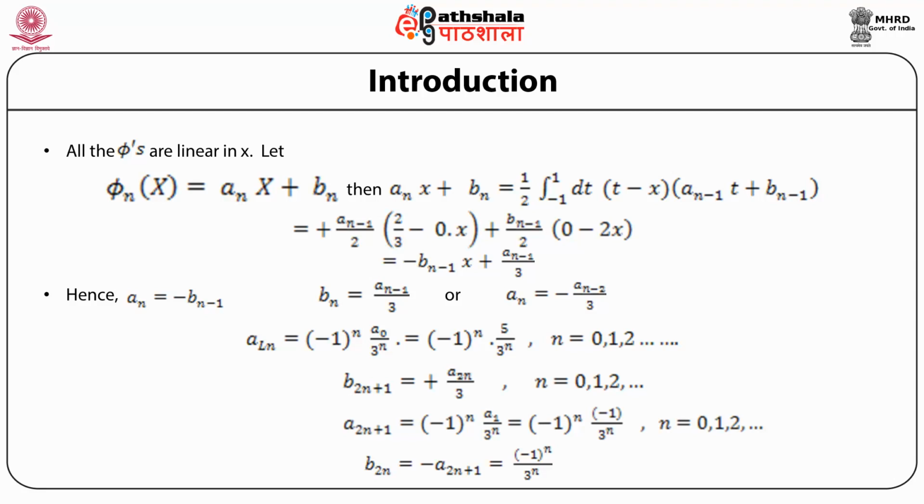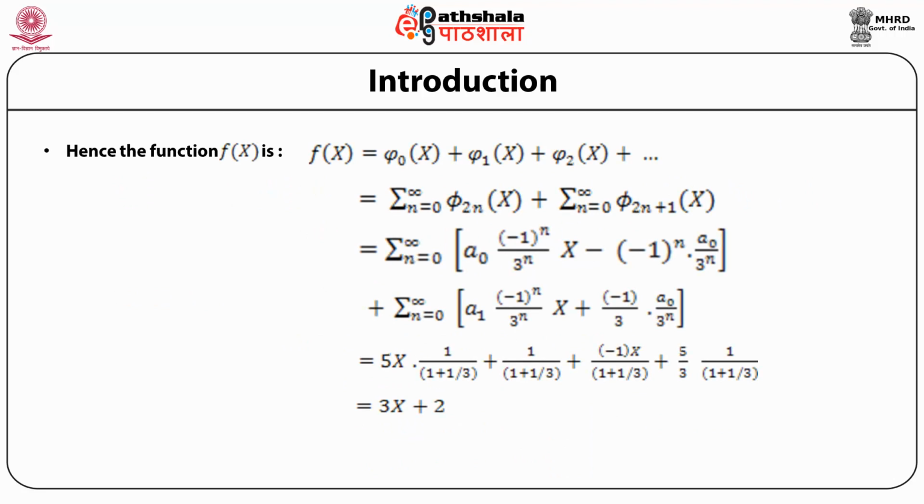b_{2n+1} is equal to a_n by 3, with n equal to 0, 1, 2, and so on and so forth. b_{2n} is 0, and a_{2n+1} is minus 1 to the power n divided by 3 to the power n. A little involved algebra. So if you do it yourself, you can see one can easily obtain these terms.